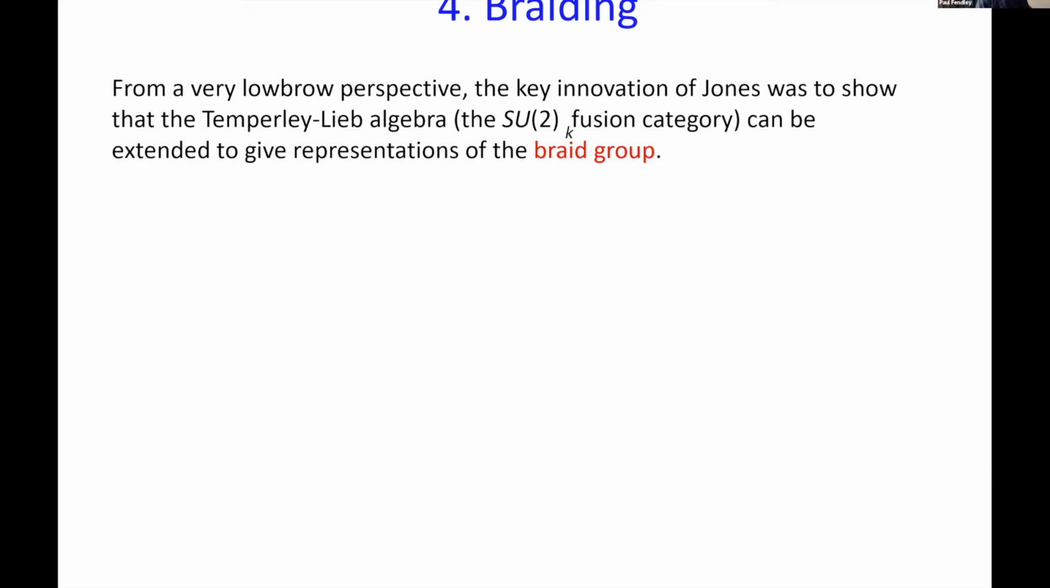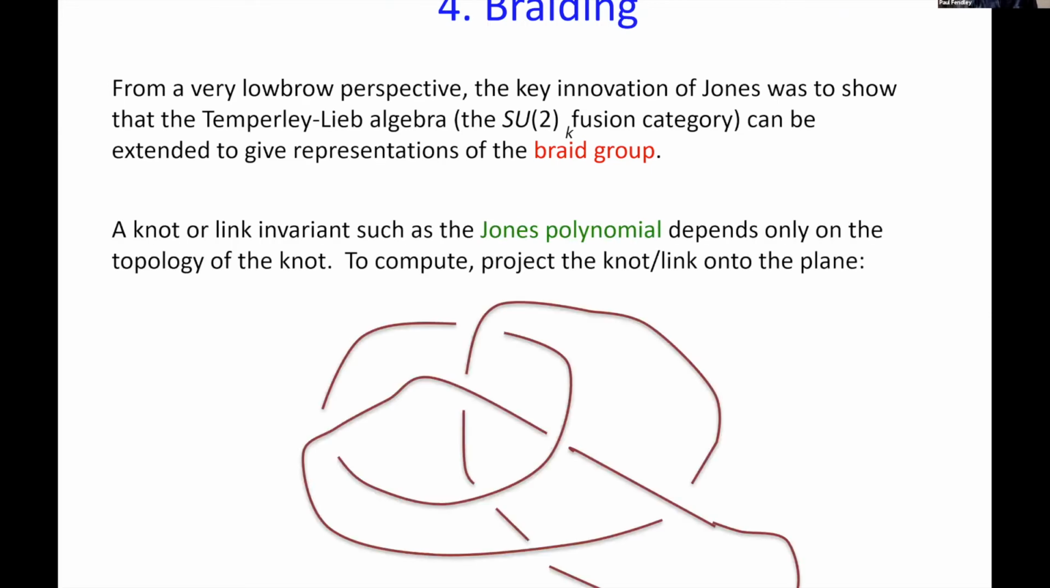All right, well, those of you who know something about braiding already thought that's familiar. So let me bring in braiding to the story, from an almost insultingly lowbrow perspective. From my very crude point of view, what Jones showed is that you can take this temperley-Lieb algebra, this SU(2) level K fusion category I showed you a little while before, and you can get representations of the braid group from it too. And what that does is let you get knot invariants.